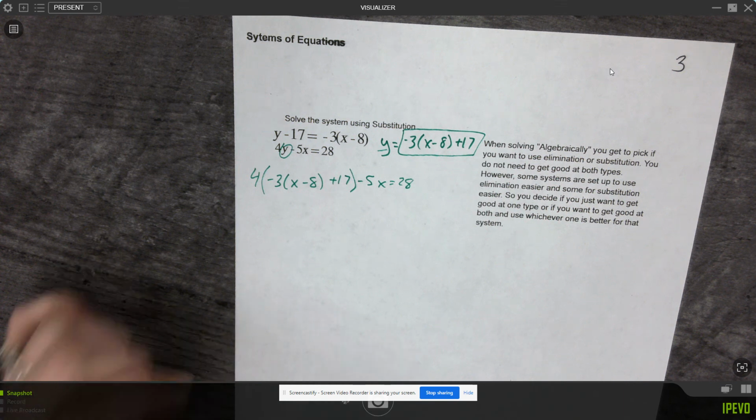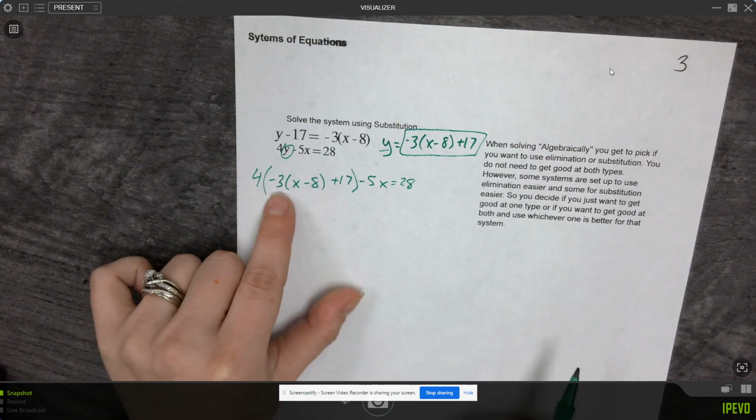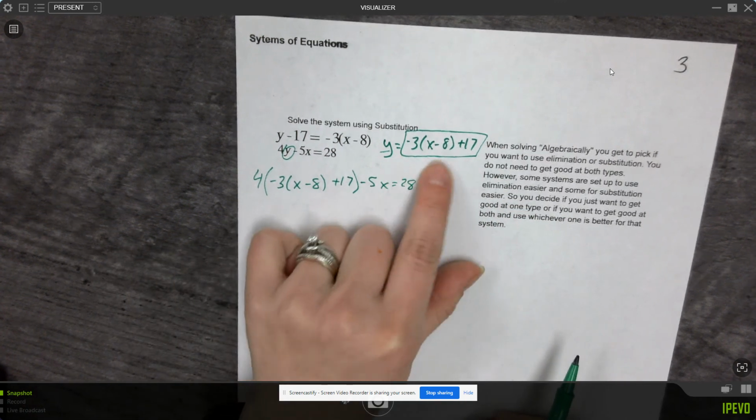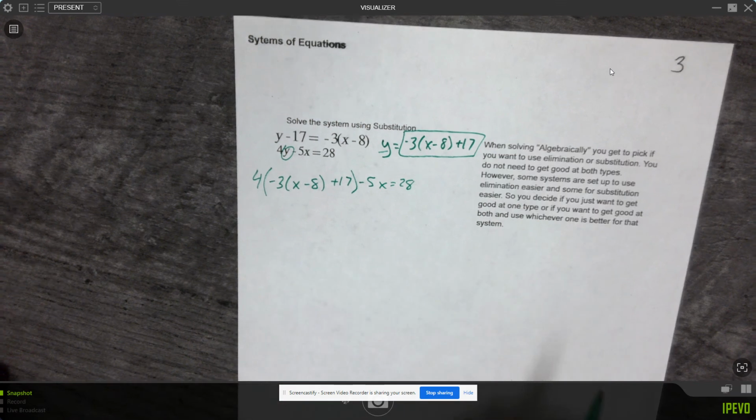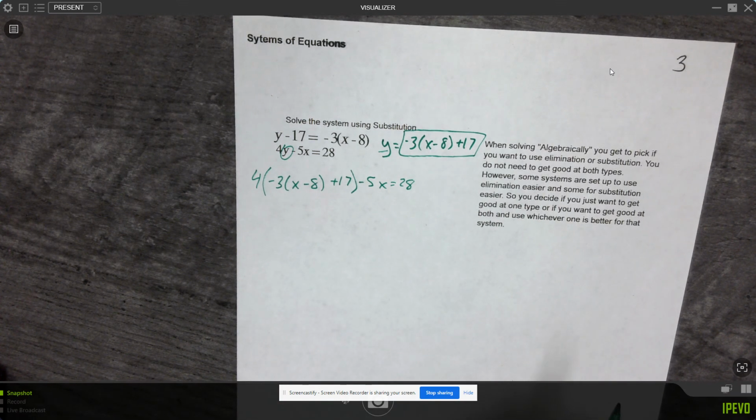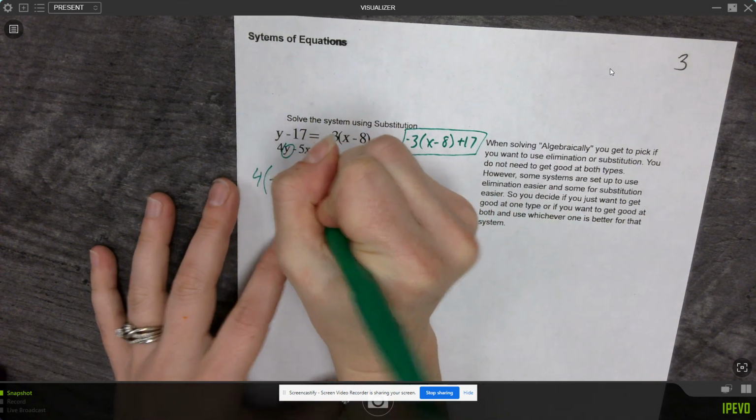Now, you should distribute from the inside out. So you're going to distribute this negative 3 here. So if you would have done that back up here, it saves you the step here. You're going to have to do it at some point. It doesn't matter when you do it, as long as once you substitute, that's the first thing you do. So I'm going to distribute this negative 3.